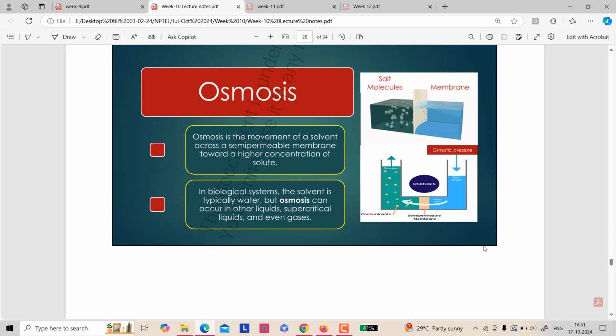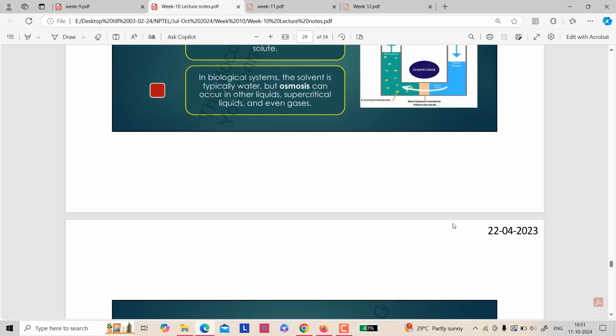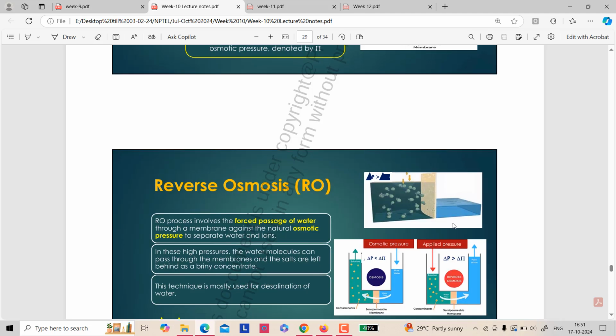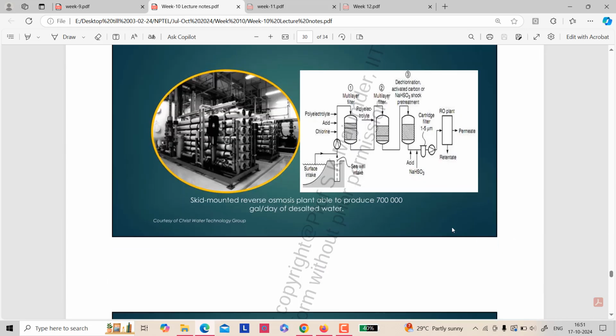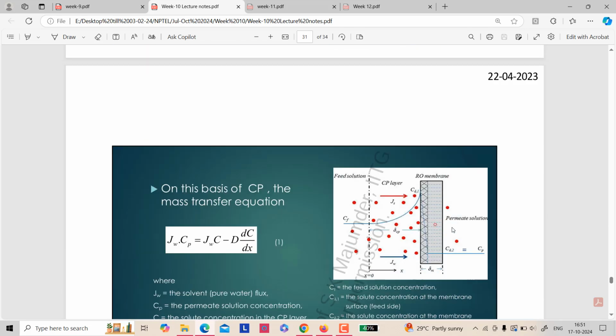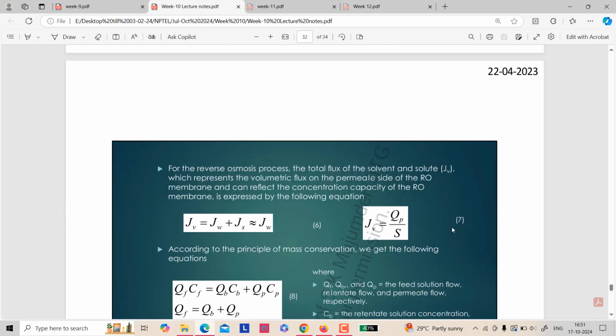This is osmosis. Osmosis is the movement of a solvent across a semi-permeable membrane toward a higher concentration of solute. But reverse osmosis is the opposite one. It involves the forced passage of water through a membrane against the natural osmotic pressure to separate water and ions. This is a theoretical analysis of reverse osmosis.